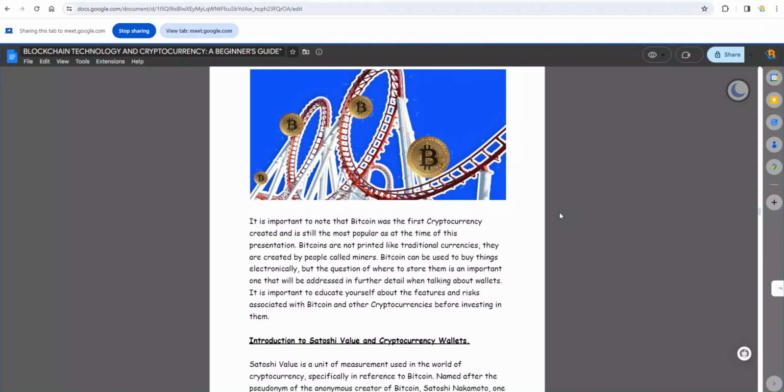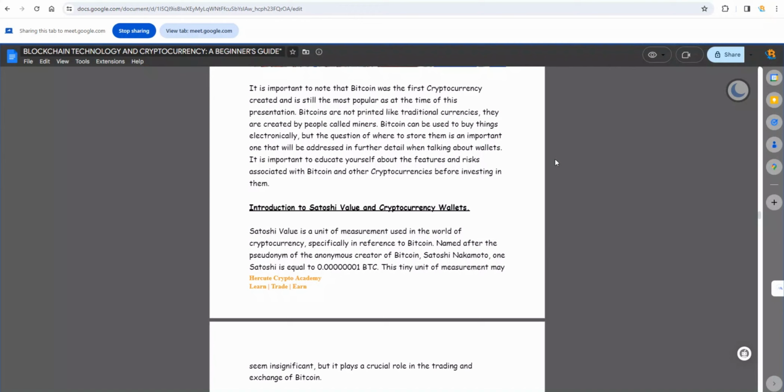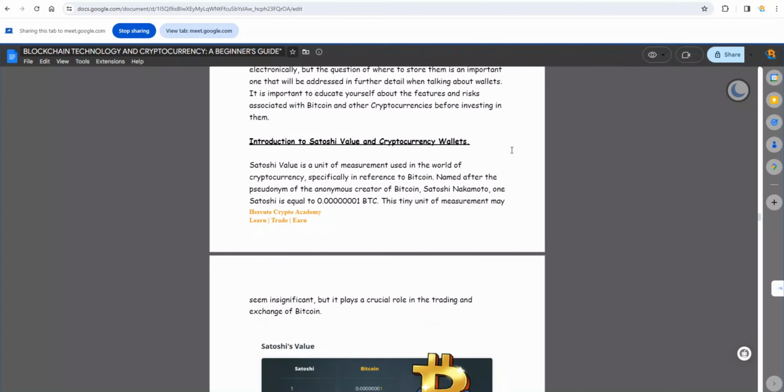So it is important to educate yourself about the features and risks associated with Bitcoin and other cryptocurrency before investing in them. And that is why we are holding this class. So by the time you're coming out of this class, we will have known the benefits and the features and the risks that come with it. Because remember what I said, there's no investment that comes without a risk, and you need to understand some of the risks that come with cryptocurrency.